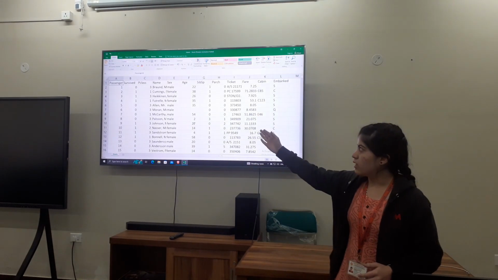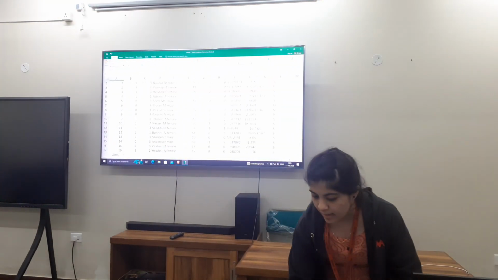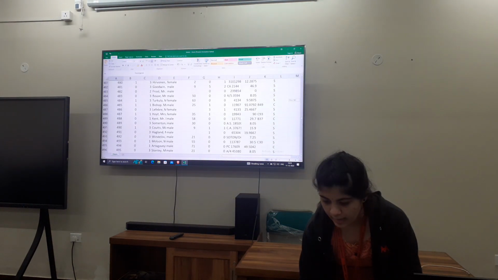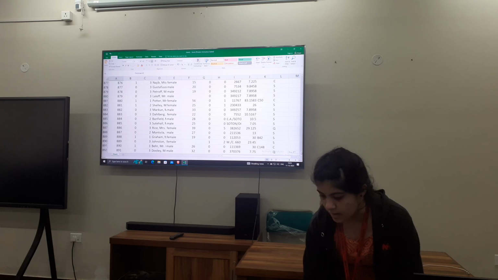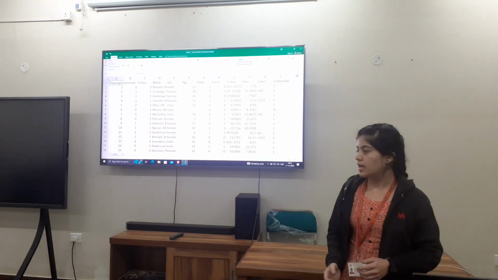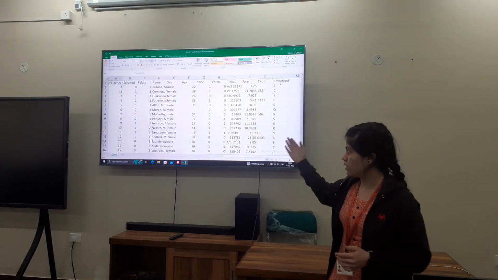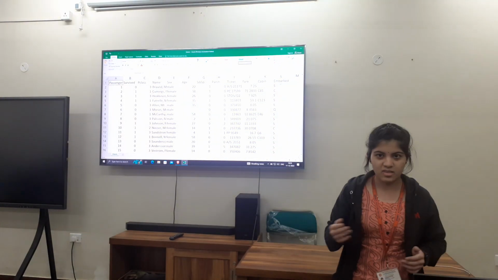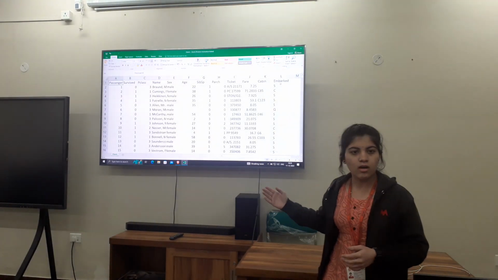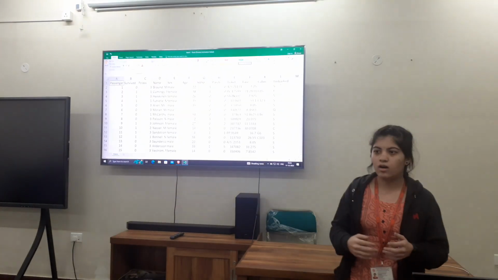As I said, the columns are 12 in number, and there are 891 rows. Coming to each of the columns, the first one represents the passenger ID, then survived, whether the passenger survived or not, and the third column represents the passenger class. The fourth, fifth, and sixth represent the name, gender, and age, and the SibSp column represents the number of siblings and spouses the passenger had on board.